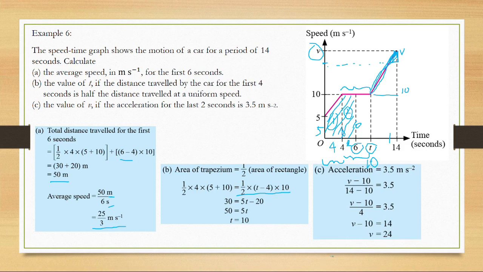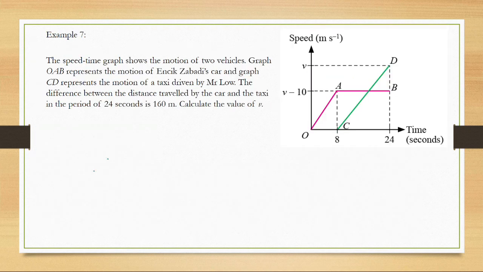So over here, you are just going to solve it. This part is equal to 3.5 times 4, you will get 14. So v is 14 plus 10, you get 24. Okay. Then you look at example 7 here.